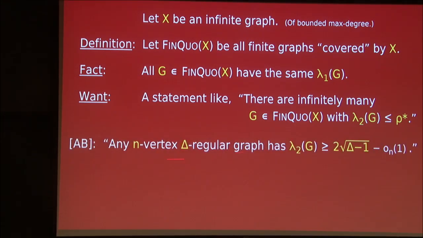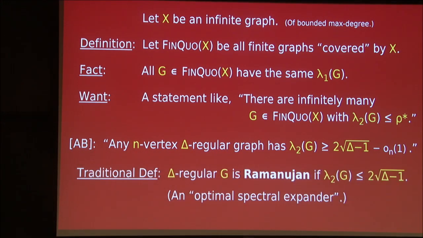OK, so let's go back to the simpler Alon-Boppana statement for a second. Motivated by this, there's a traditional definition of what it means for a finite graph G to be Ramanujan. If you have a delta-regular graph G, it's said to be Ramanujan if its second eigenvalue is at most 2 root delta minus 1. And then you may say it's like an optimal spectral expander. So that's a cool object to have if you can get it.